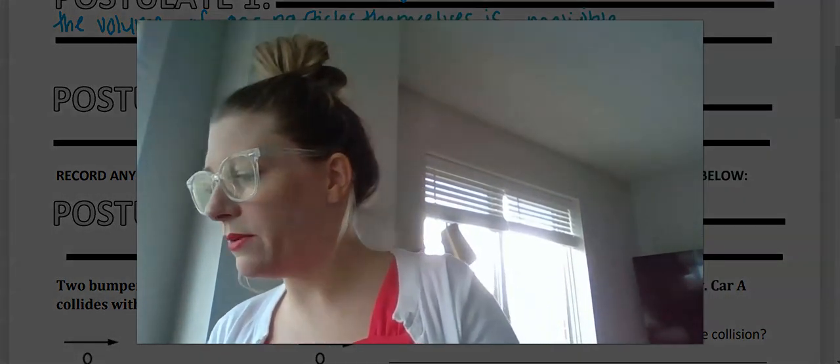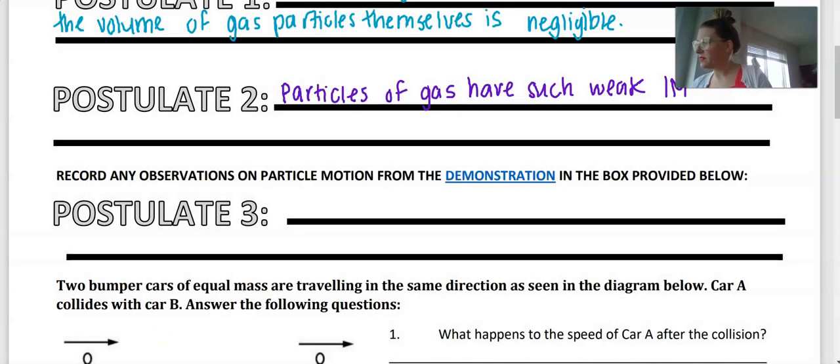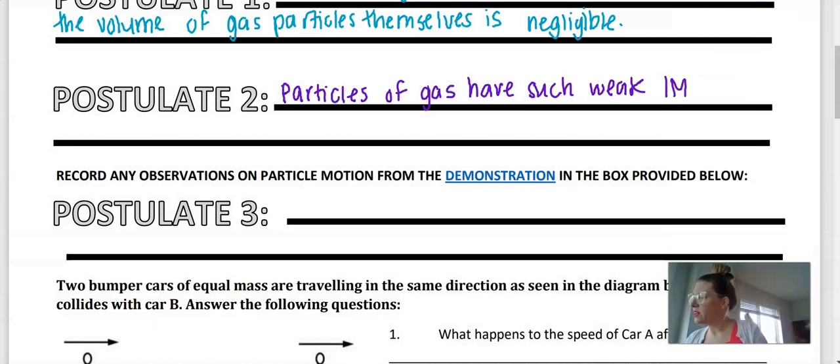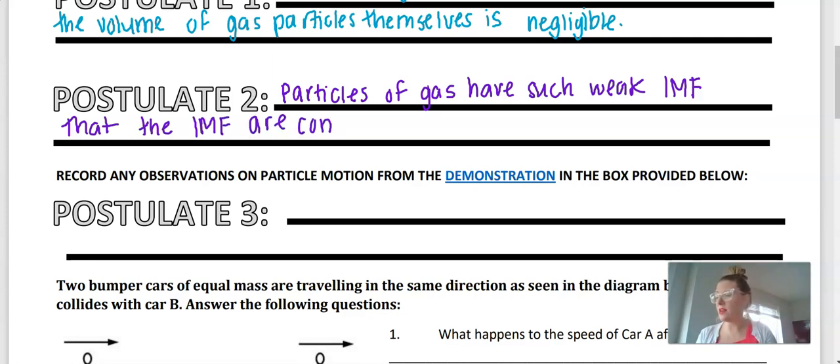Okay, they have such weak intermolecular forces that the intermolecular forces, or the forces of attraction, are considered negligible.